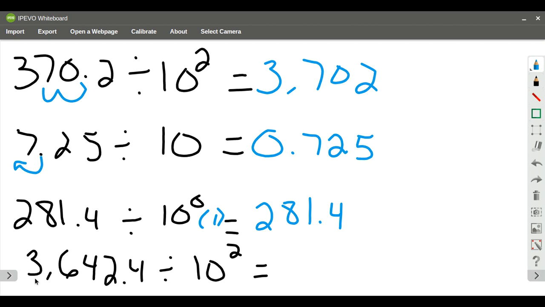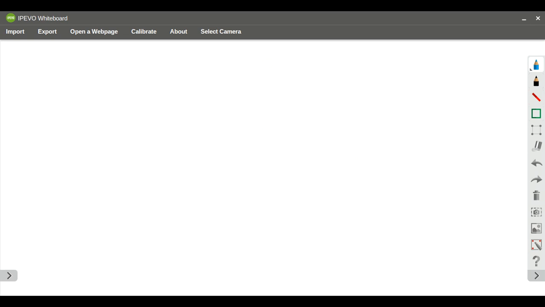And then the last value that we're going to look at on this set of problems is 3,642 and 4/10 divided by 10 to the second power. I'm going to move my decimal 1, 2 places to the left. So it's going to be 36, decimal 4, 2, 4. So that is the first set of problems that we're going to take a look at. I did 3 through 9. Now I'm going to take a look at 4 through 10. So give me just 1 second to get those set up.